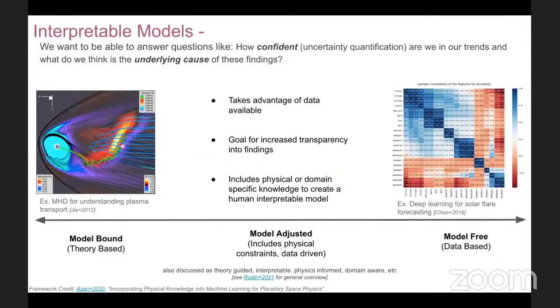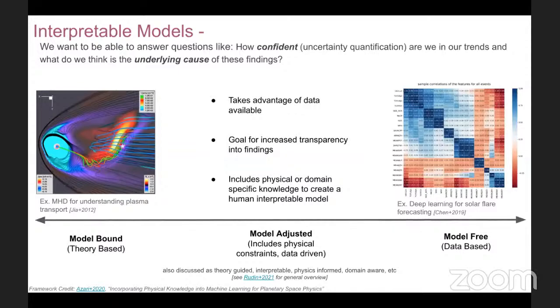And so I like to think of this as existing on a continuum, where on one side of the continuum you have methods which are model bound. And model bound methods, you can think of them as advancing, say, a physical model over space and time to understand something about a physical system, right? So on the left here, I have magnetohydrodynamics to understand plasma transport. I would consider that a very model bound method.